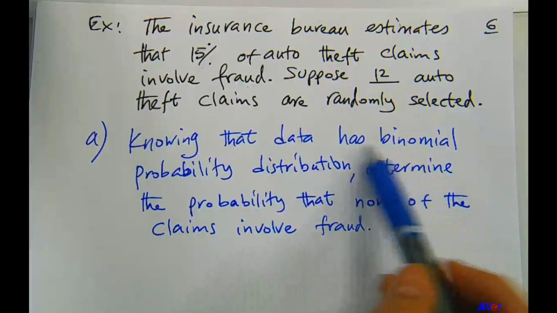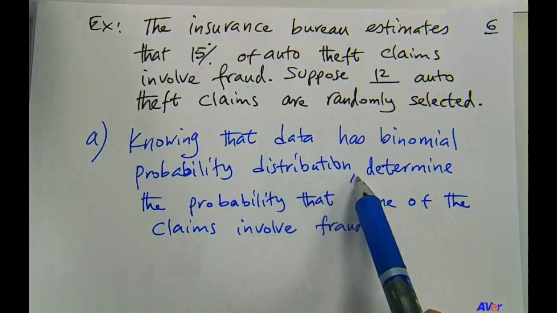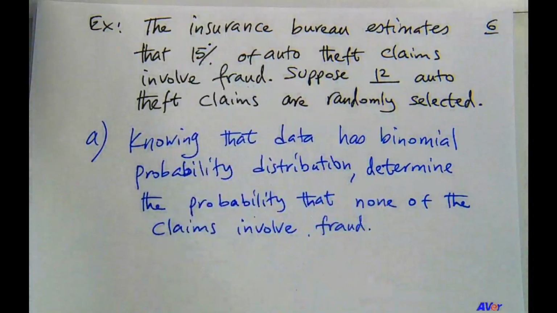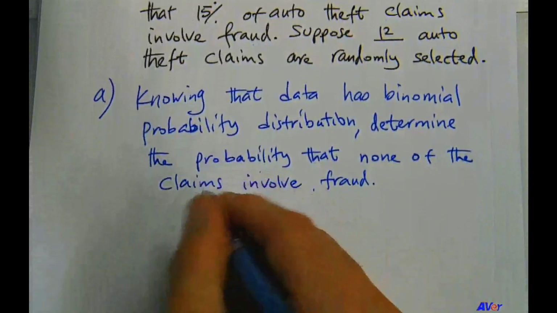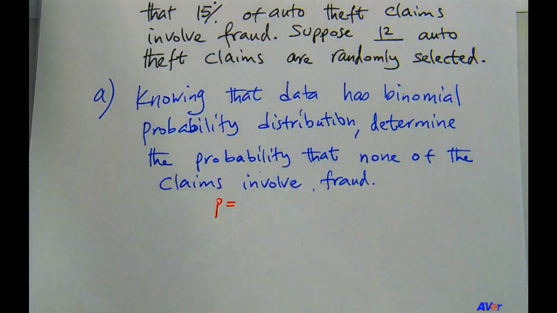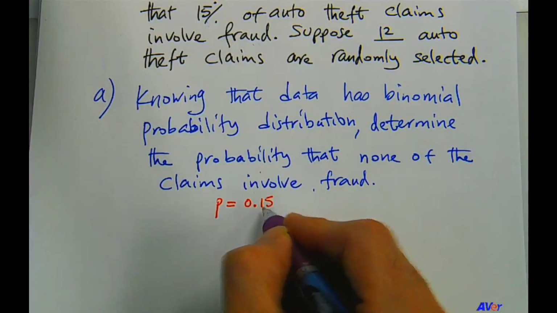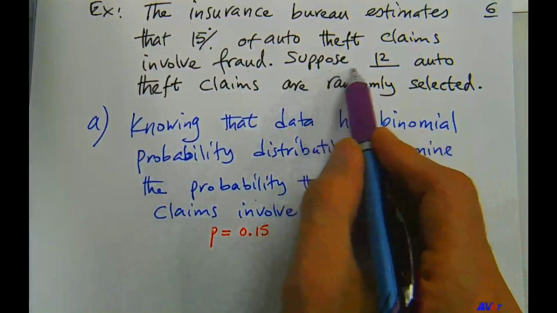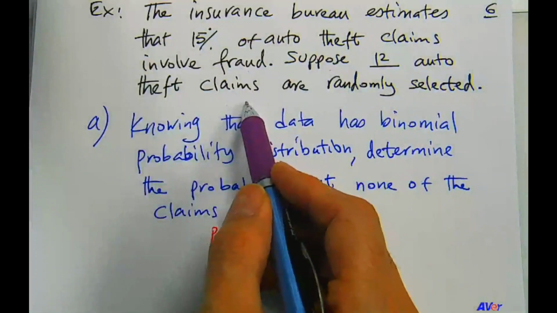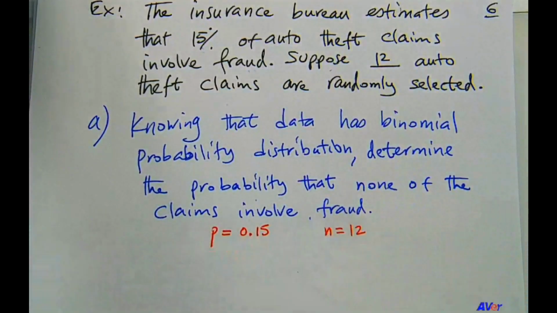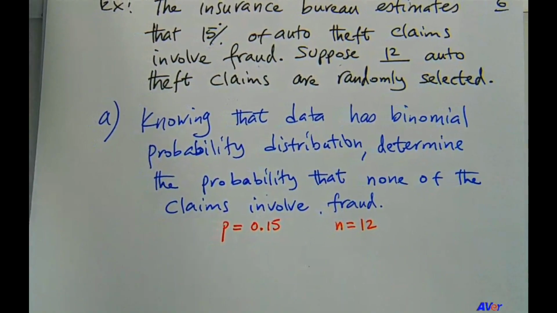And what are we looking for? We're looking to determine the probability that none of the claims involve fraud. So that 15% is p for us, because it's the probability of what we're looking for, claims that involve fraud, as opposed to claims that do not. So p is 0.15. And then we picked 12 auto theft claims at random, right? So this n is equal to 12, and it's fixed. We can't change that. It's going to remain 12.